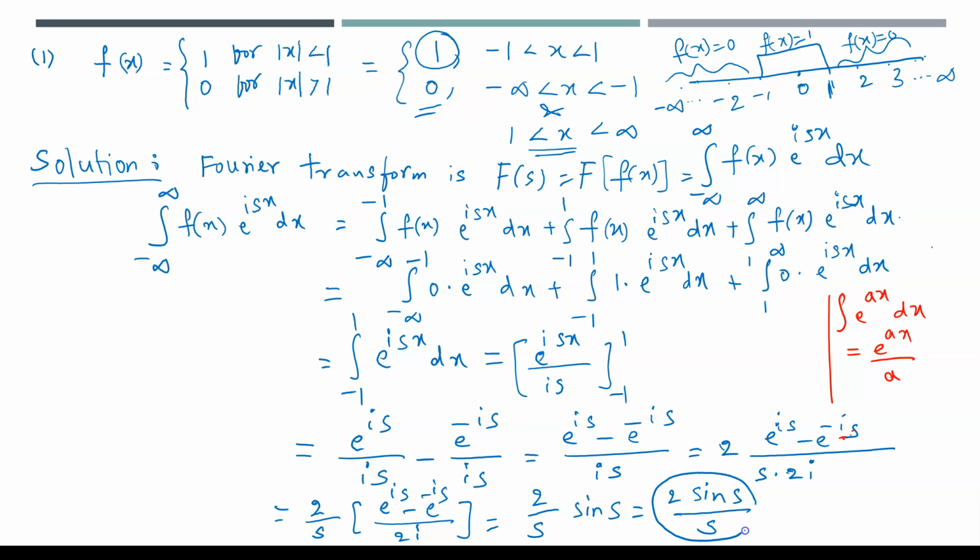This is the Fourier transform of this function. Here, this is nothing but the formula of sin: sin x equals (e^{ix} minus e^{-ix}) upon 2i. So according to this formula, we have written (e^{is} minus e^{-is}) upon 2i as sin s. So this is the Fourier transform of the given function.